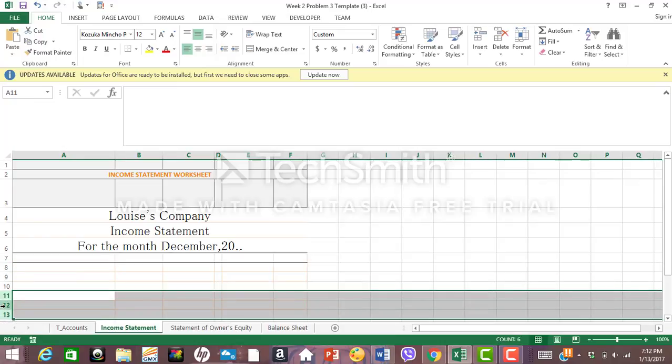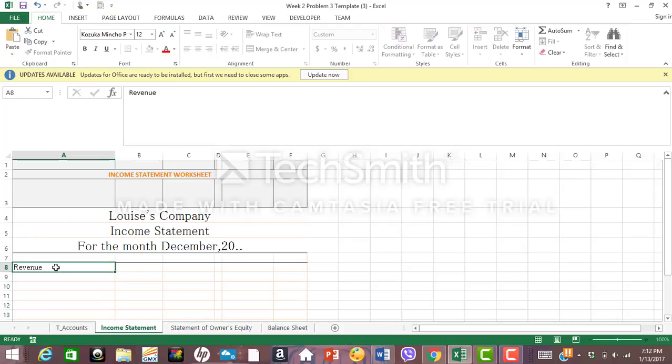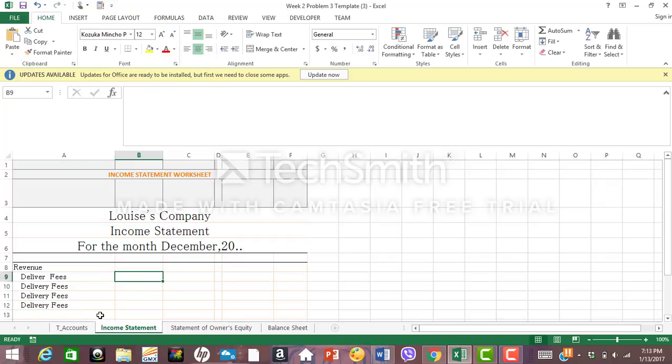Then we know that the income statement is your revenues minus your expenses, and they do have plenty of revenue, so I'm going to insert a few rows here so you know the different kinds of revenue. So we have delivery fees. I want to spell correctly here. Make sure you indent. And these can be in a line, so they're all equal and look nice and neat.